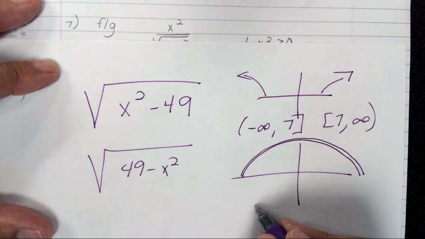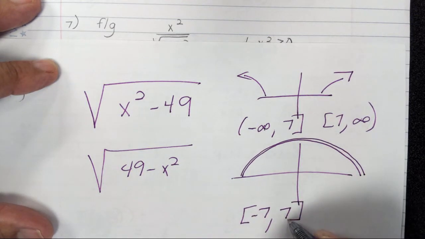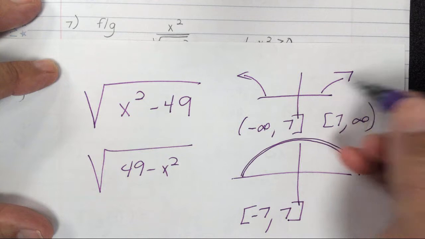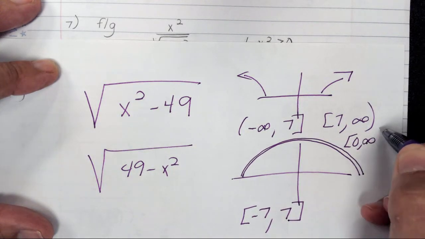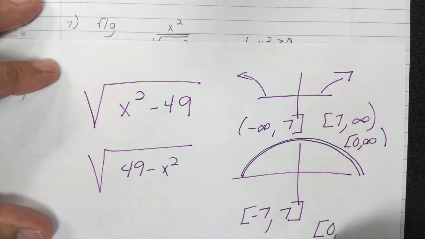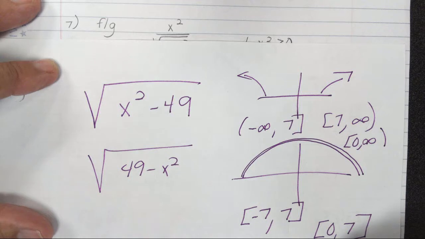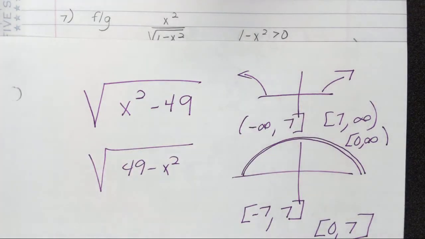So what would my domain be here? -7 to 7. What would my range be on this picture? 0 to infinity. What is my range going to be on this one? 0 to 7. All right? So, the sooner you're able to just spit that out, the easier it will be, and you won't have to keep mentally thinking about these each time you see them.